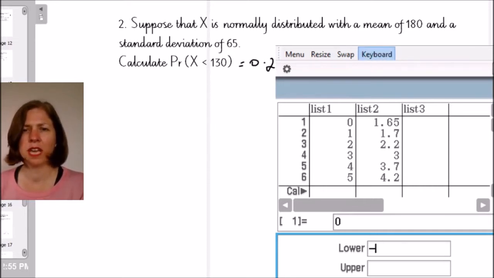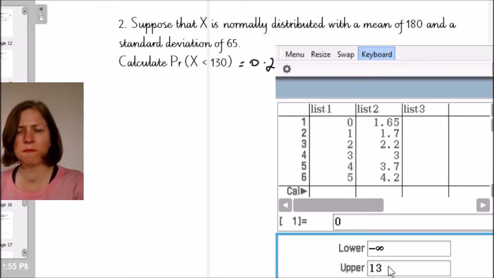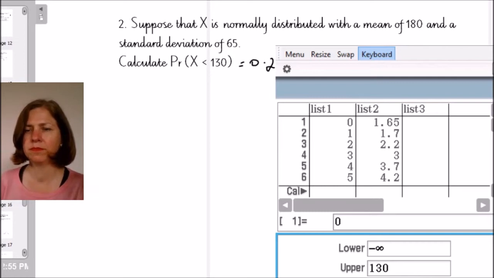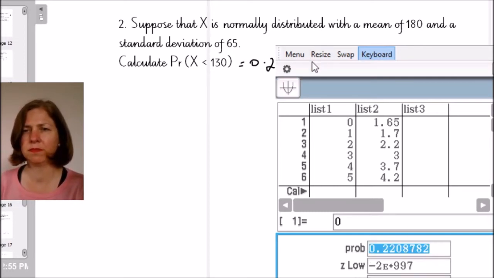Need my keyboard again for that. It's on the math 2. And then my upper boundary is still 130. Change my standard deviation to 65 and my mean to 180. And let's see what happens.